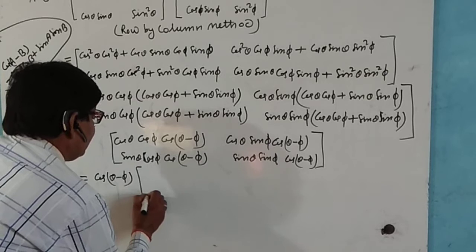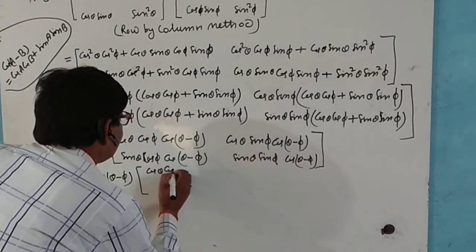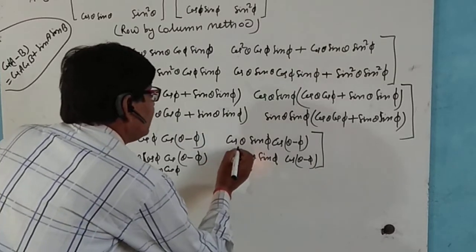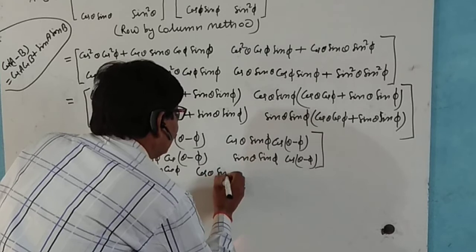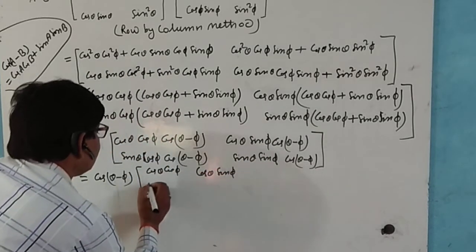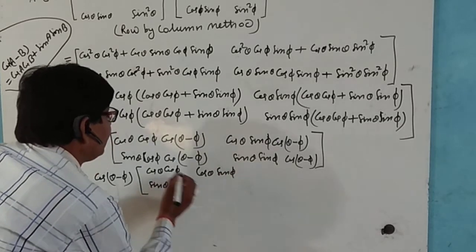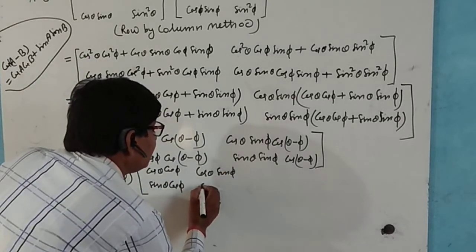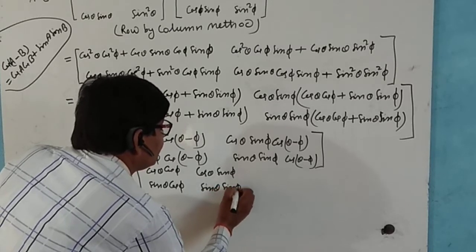The matrix is cos theta cos phi, cos theta sin phi, sin theta cos phi, sin theta sin phi.